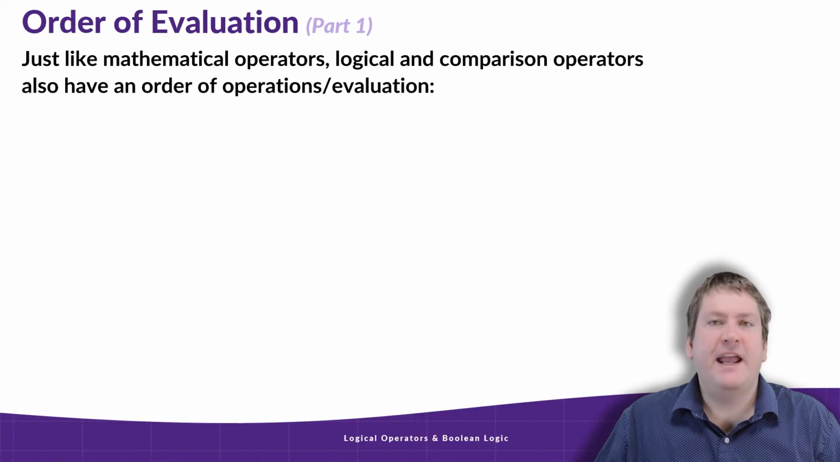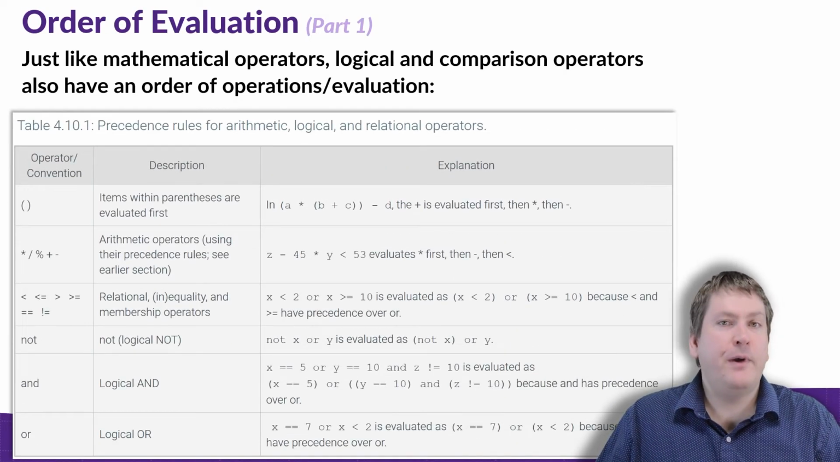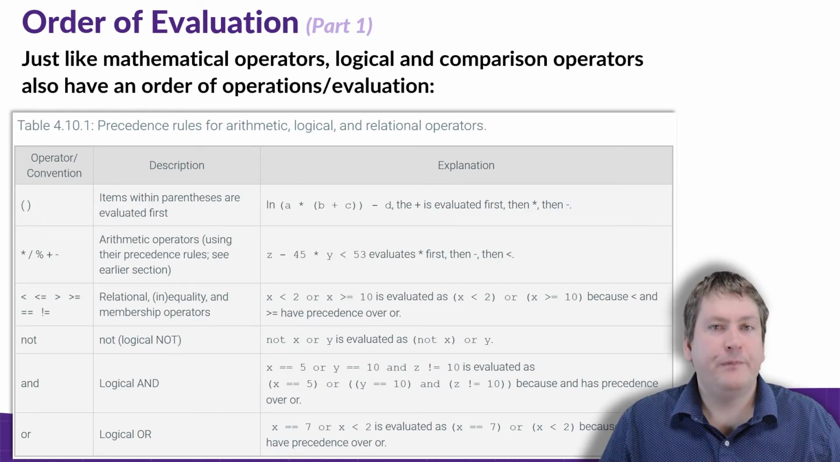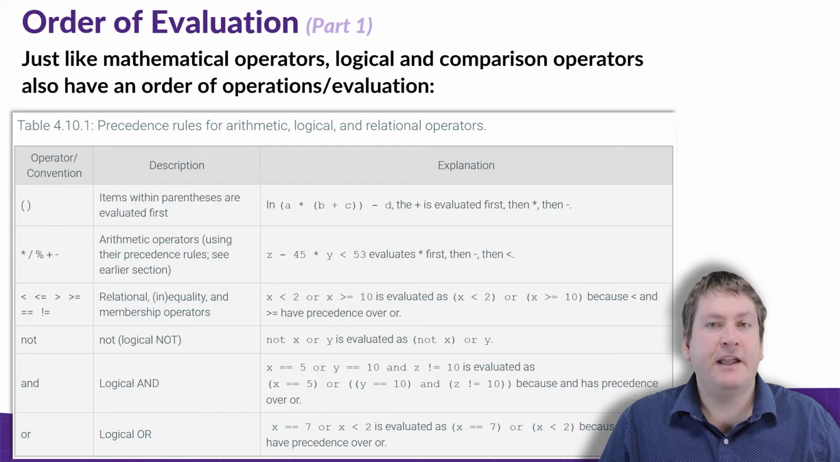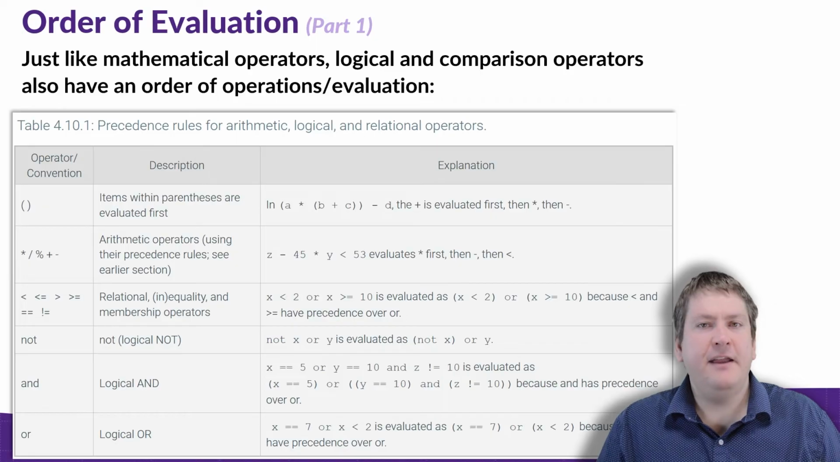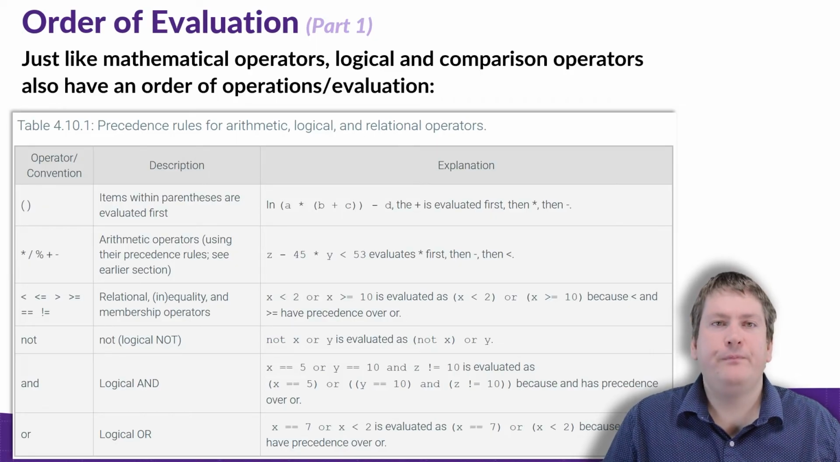So before we move on to anything else, we should talk a bit about order of evaluation. Just like the mathematical operators we saw in a previous video, the comparison and logical operators also have an order of operations that we should be aware of. So just like in arithmetic, parentheses have the highest order of operation. So they're always evaluated first. Then the arithmetic operators, then comparison operators, then the not operator, then and, and then finally the or operator. So this may seem like a trivial point, but we're going to take a look at a case where this might be important for our code.